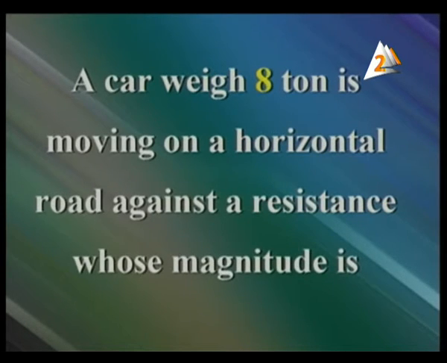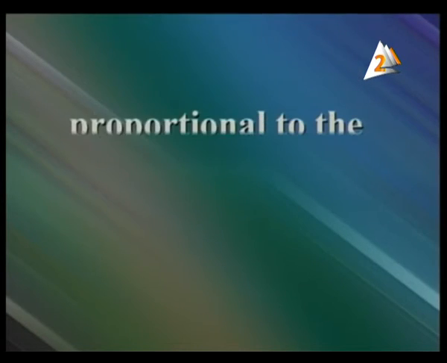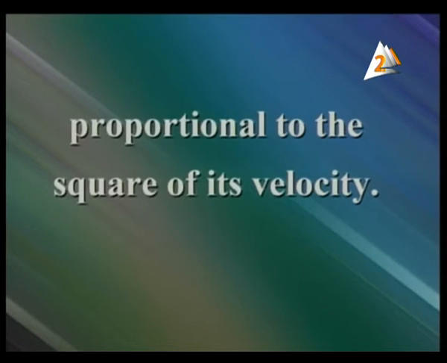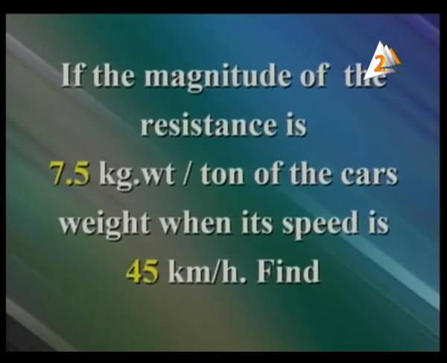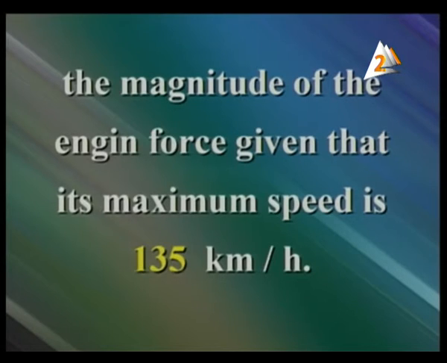A car of weight 8 tons is moving on a horizontal road against a resistance whose magnitude is proportional to the square of its velocity. If the magnitude of the resistance is 7.5 kilogram weight per ton of the car's weight, when its speed is 45 kilometers per hour, find the magnitude of the engine force given that its maximum speed is 135 kilometers per hour.